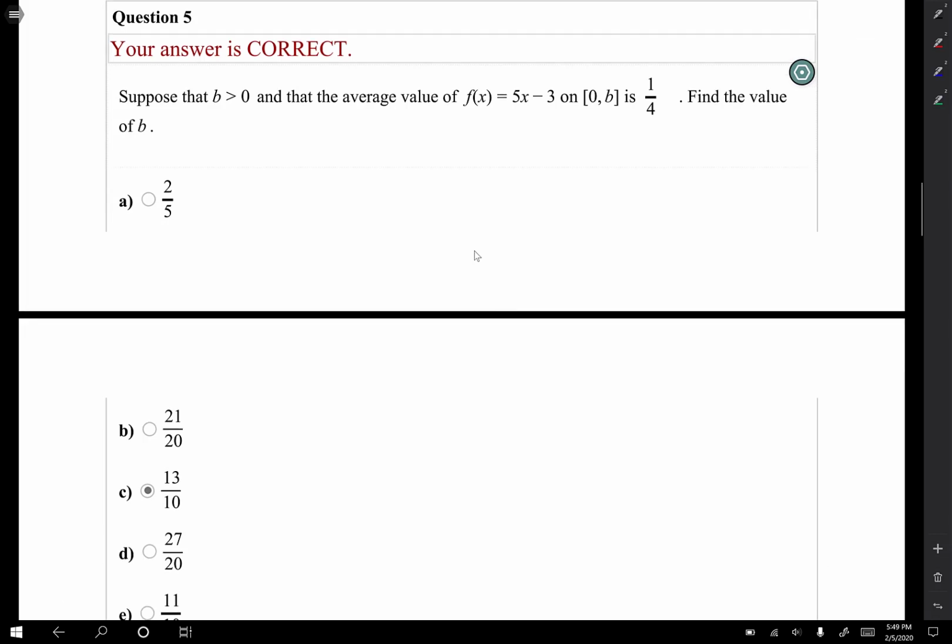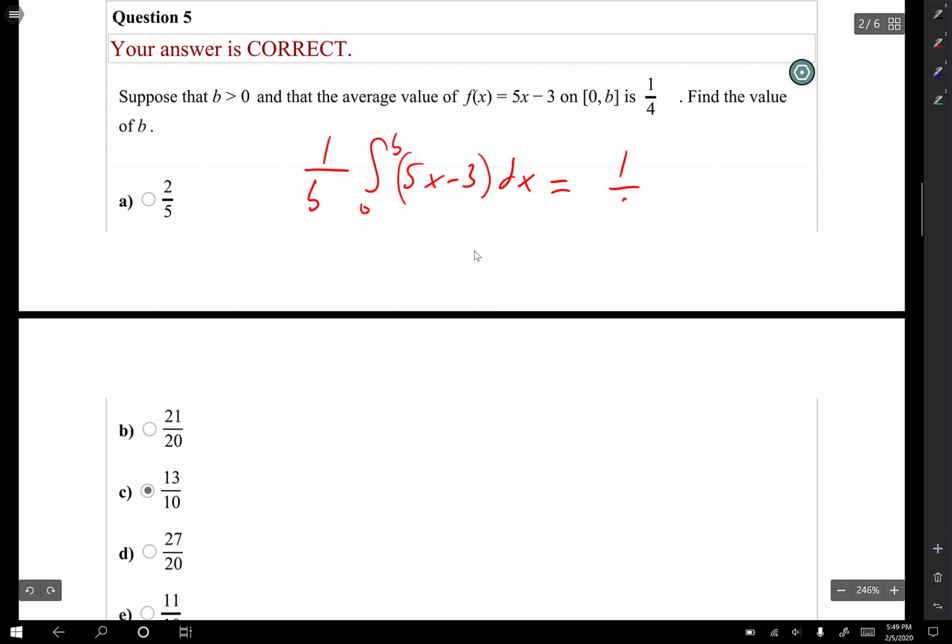Suppose that b is greater than 0 and the average value of f of x equals 5x minus 3 on 0 to b is 1/4. Find the value of b. Okay, so here we go. So the integral from 0 to b of 5x minus 3 dx, times 1 divided by b minus 0, equals 1/4. So we're going to find b here.